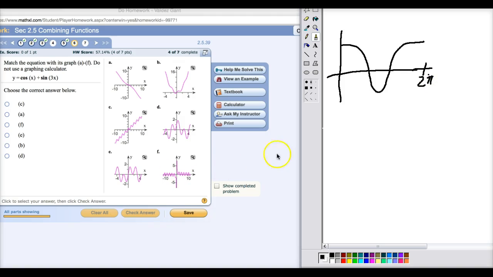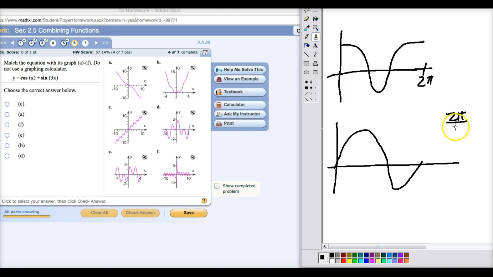Okay, and we have our sine 3x, which we know for one full period, since our b here is 3, we know that for one period that would be 2 pi divided by 3. So we would actually have 3 of these for every one of those. So I'll go ahead and redraw that to make it look a little bit more like how it should.